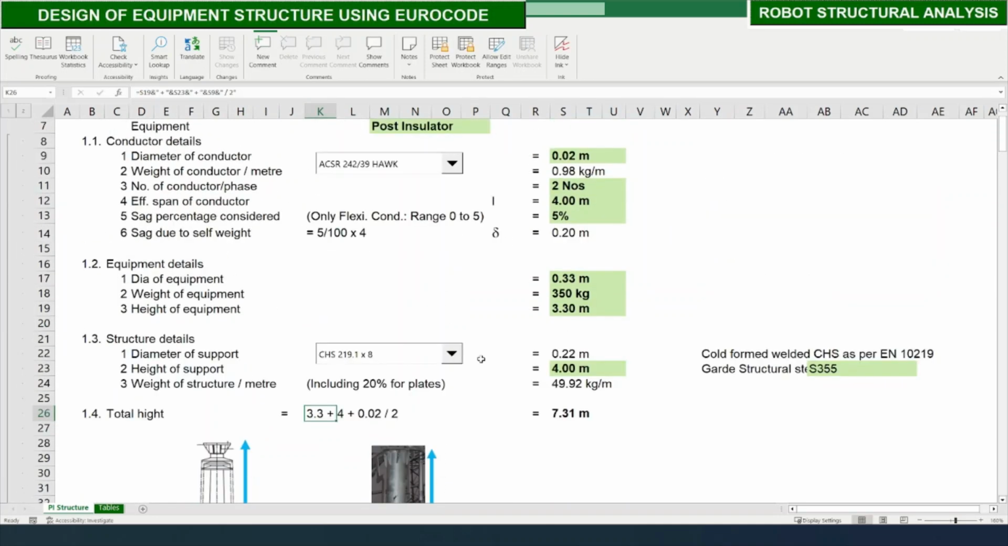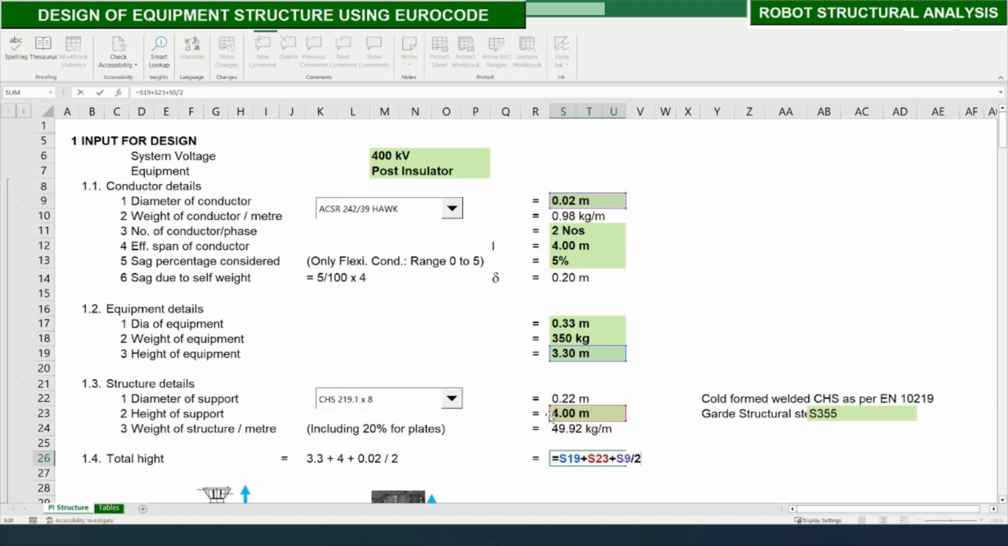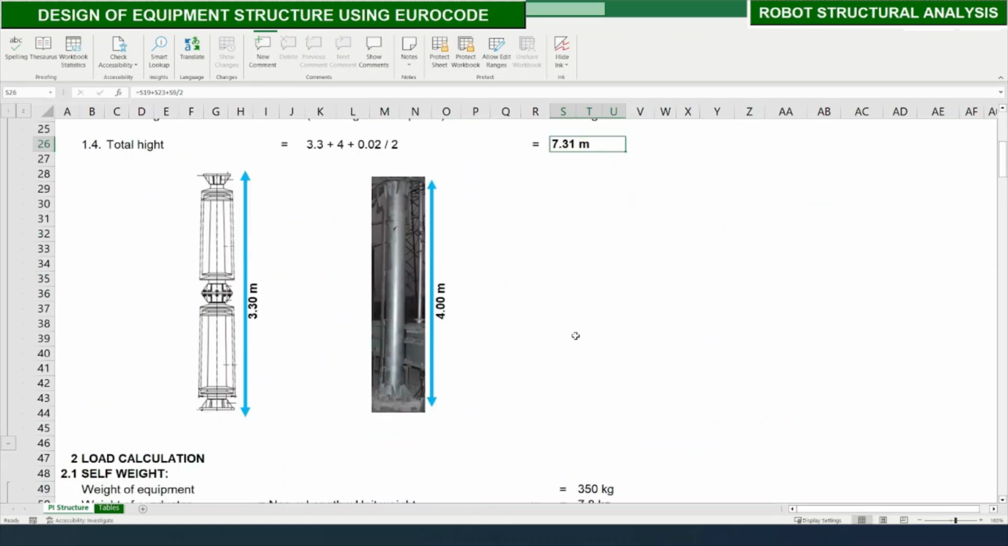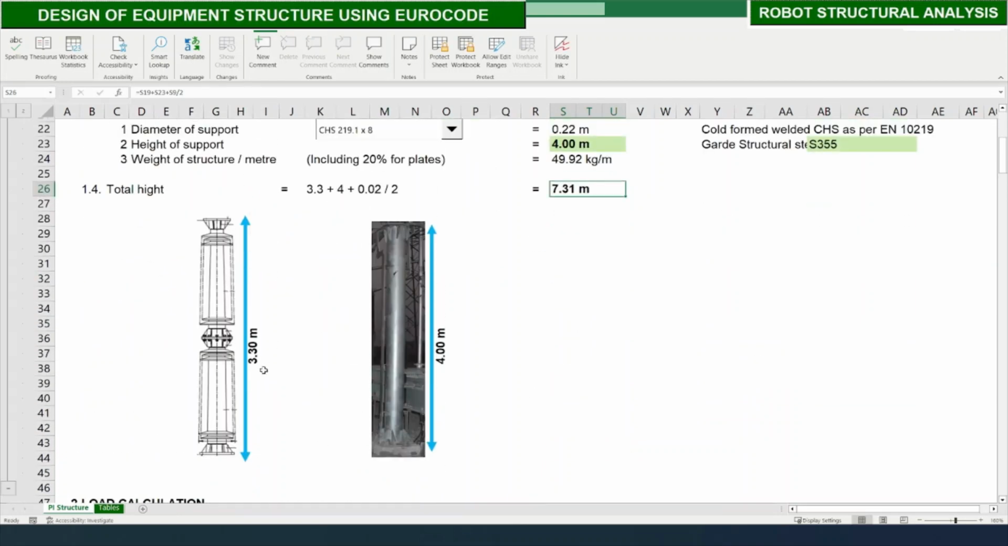Total height of the structure plus equipment. For total height, we are adding this 4 meter as the structure height and the equipment height plus half of the diameter of the conductor. So these are the effective heights. In the picture you can see the equipment height and the structure height.